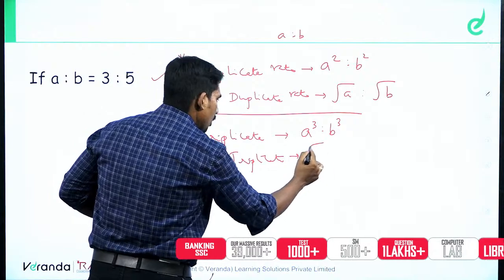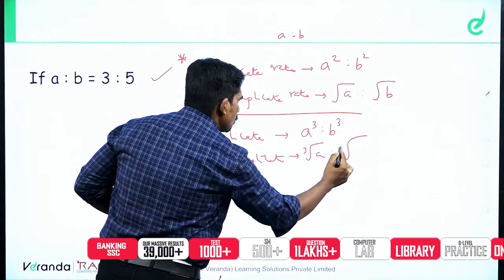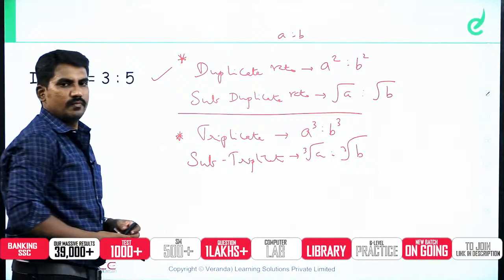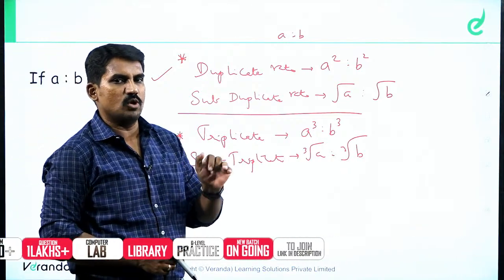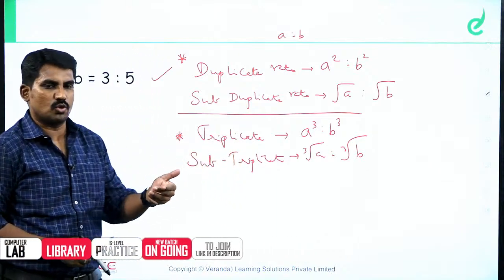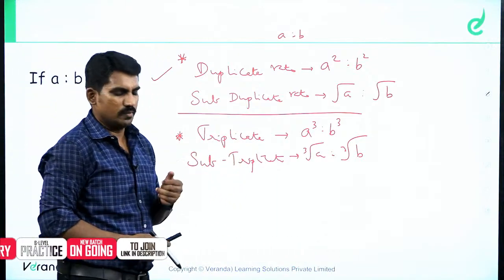Sub-triplicate means cube root of A is to cube root of B. Cube root. Clear? This is another important concept. Duplicate means square the value. Sub-duplicate means square root. Triplicate means cube. Sub-triplicate means cube root. Right?